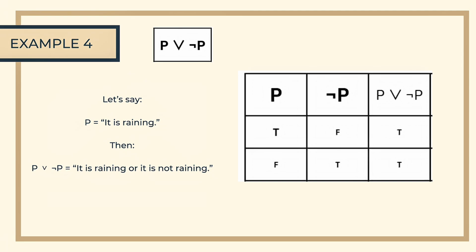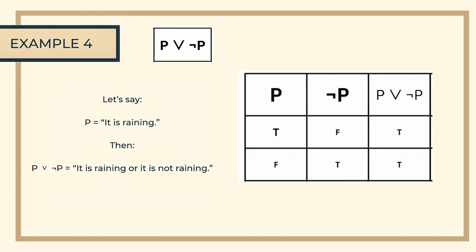Let's say P equals it is raining. Then P or not P equals it is raining or it is not raining. First row, P is true. So not P is false. But since P or not P means only one side needs to be true, the whole expression is true. Second row, P is false, so not P is true. Even though P is false, the OR statement needs just one side to be true, and not P is true.